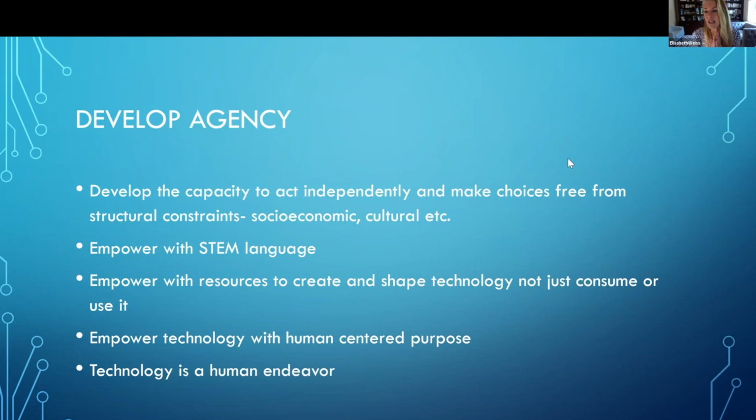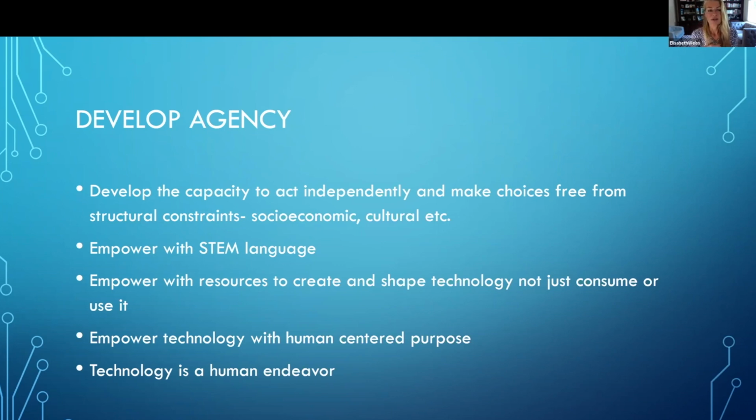This last key piece of well-being is agency, and I've given you the definition again here. It's to develop the capacity to act independently and make choices free from certain structural constraints, things that we can't necessarily help or control, like our cultural background, our socioeconomic status and the like, and that's often a barrier. A barrier to access and a barrier to being able to explain and communicate STEM and share the benefits of STEM with others.